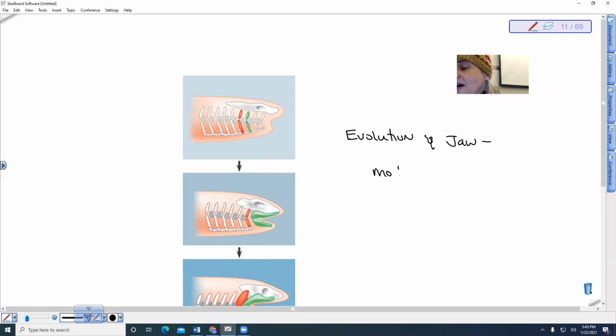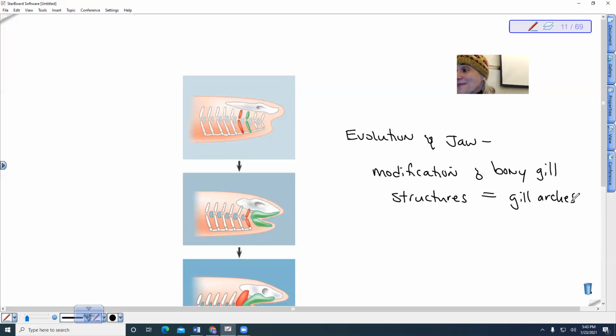So when we talk about the evolution of the jaw, this is a modification of bony gill structures called gill arches. Interestingly, we have a remnant of a gill arch in our body. It sits right underneath your jaw, kind of floats there, and that is your hyoid bone. It is shaped very much like a gill arch. We use our hyoid bone because that's kind of like where our tongue attaches, and when we swallow, it's helpful. But that is our modification.